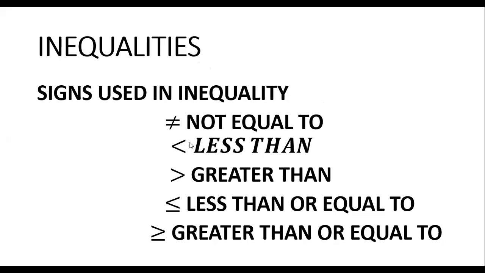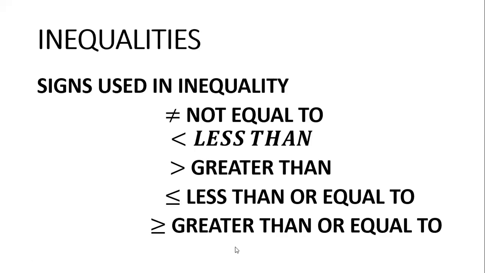The next sign is less than. If it's not equal to, it's either less or greater. The sign less than is what you see when you represent it with your left hand. The sign greater than we represent with our right hand. But there's also the possibility of you not being sure whether it is less than or equal to, so we have another sign, less than or equal to. The next sign is greater than or equal to.